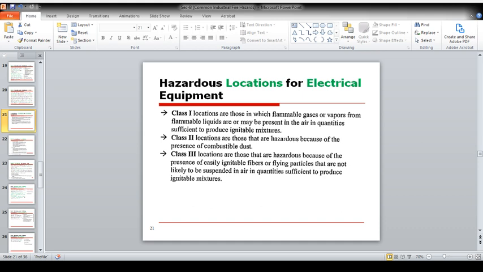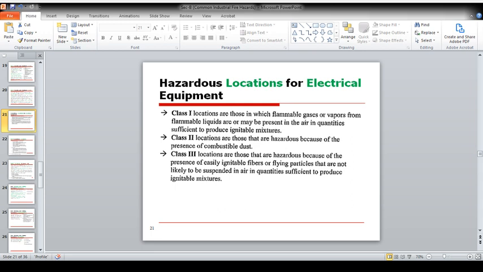Hazardous locations for electrical equipment, that is the next discussion we have. You have Class 1, 2 and 3, three different types of locations for electrical equipment that we will be discussing here. Class 1 locations are those in which flammable gases or vapor from flammable liquid are or may be present in the air in quantities sufficient to produce ignition mixtures.